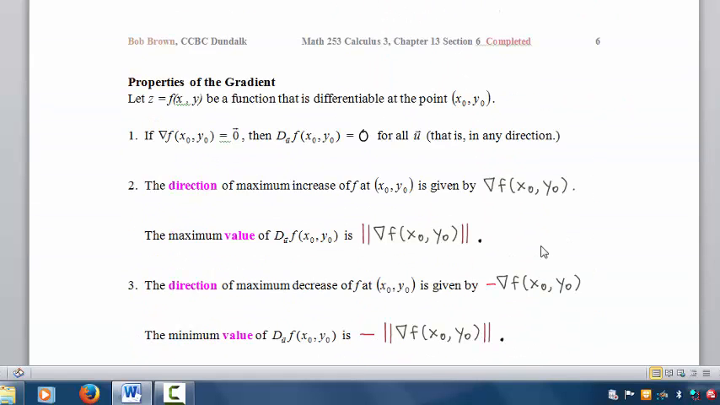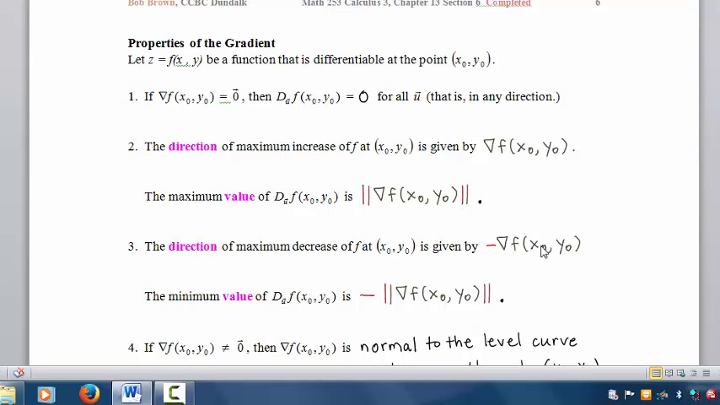It would also be beneficial for you to read through the properties of the gradient found on page 6.